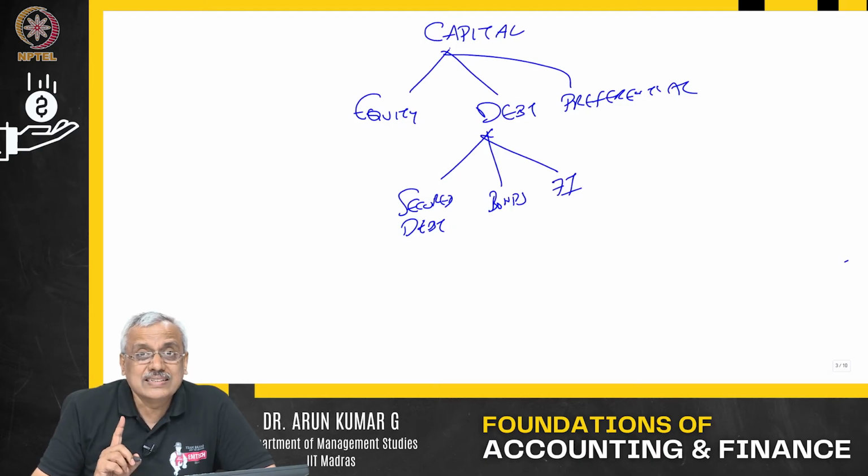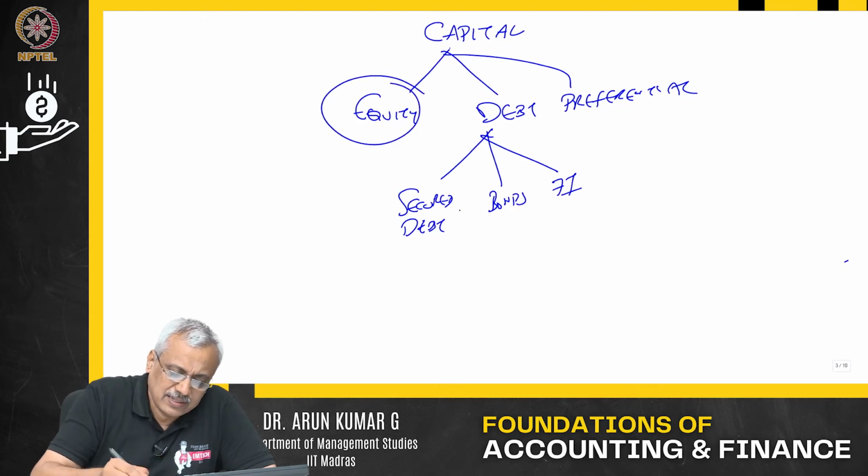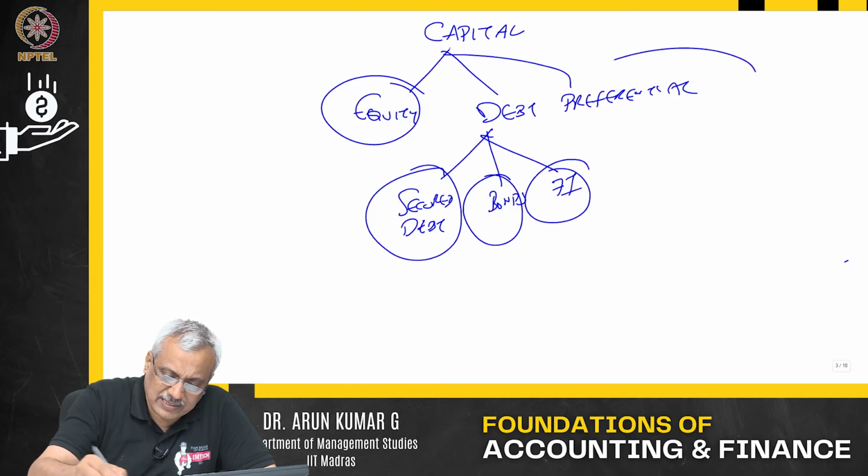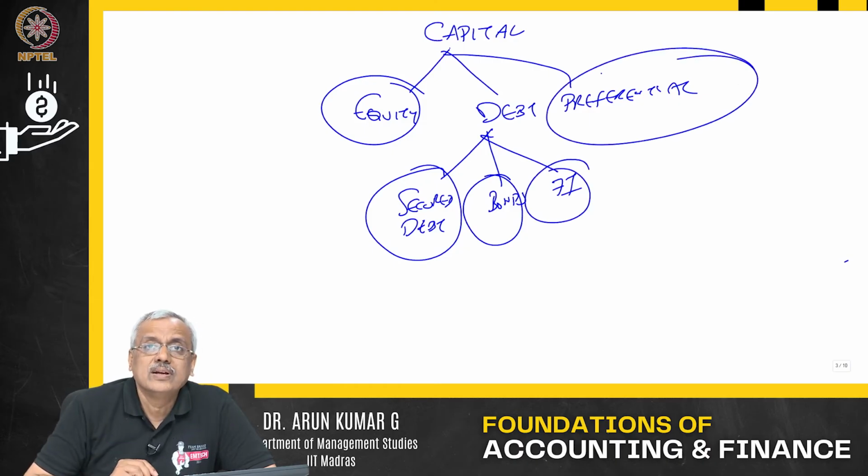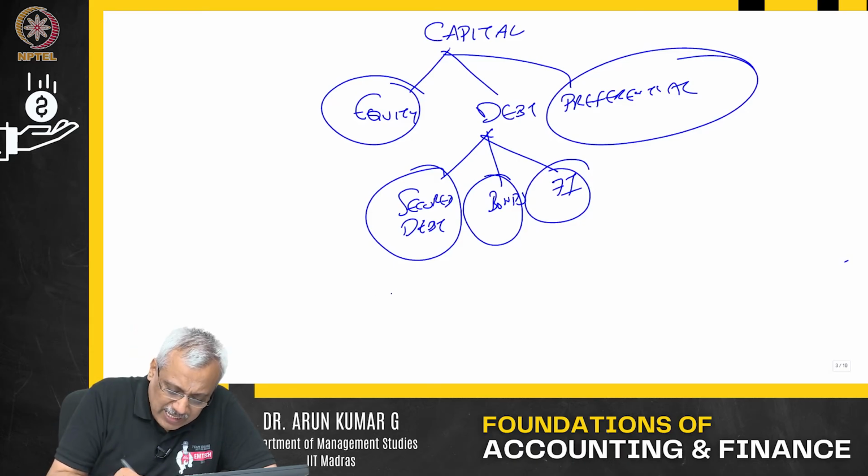Ultimately, what is the objective? As I said in the first class, there is a cost for this, there is a cost for this, there is a cost for this, and there is a cost for this also. What is the ultimate objective? The ultimate objective is to keep the cost low.